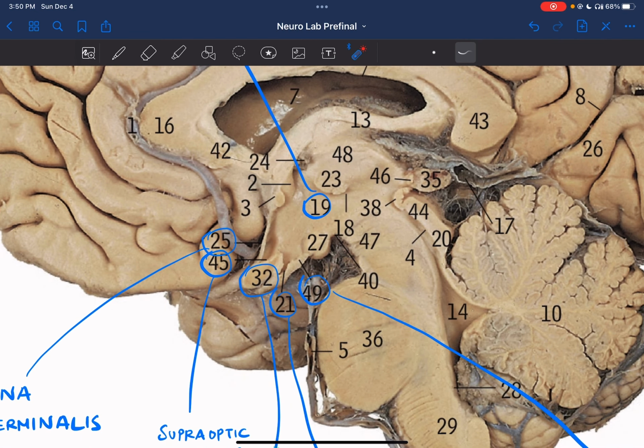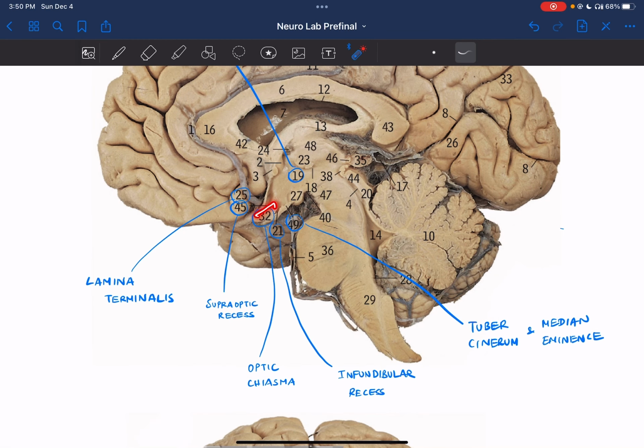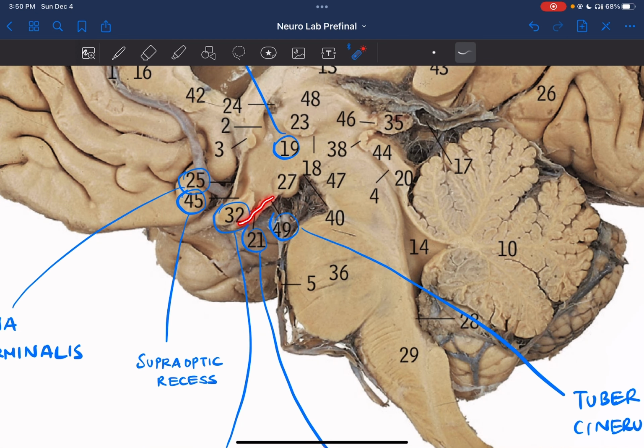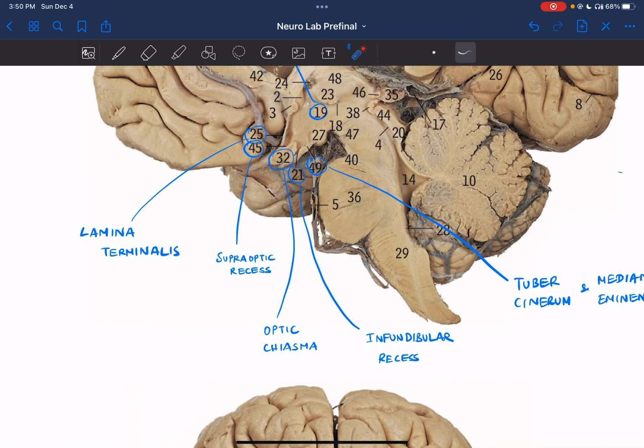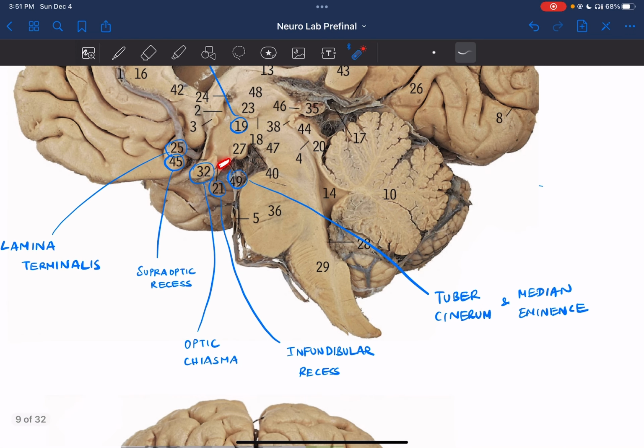Now, in this hypothalamus, this thin part right here is called the lamina terminalis. Okay. And right after the lamina terminalis, you have your optic chiasma here, 32. This is your optic chiasma. And this is your infundibulum. Okay, or you can call it the infundibular recess. Now, this right here is your 49. Before the infundibulum, you have the tuber cinereum and the median eminence of the hypothalamo-pituitary axis. Okay, tuber cinereum and the median eminence right over here.